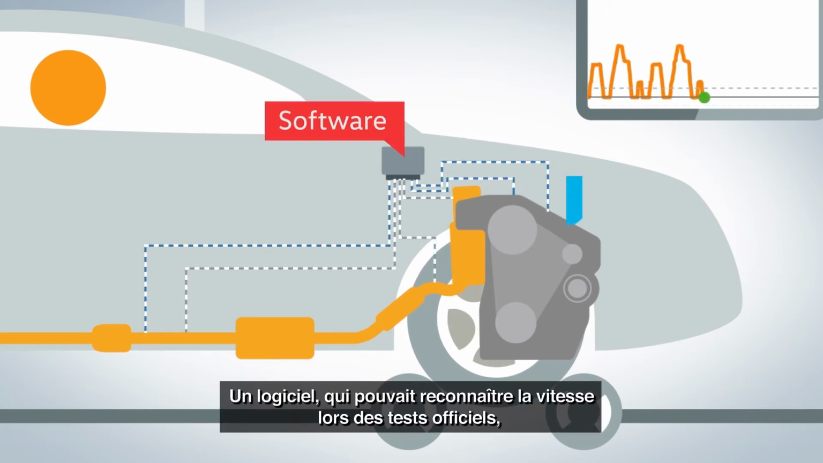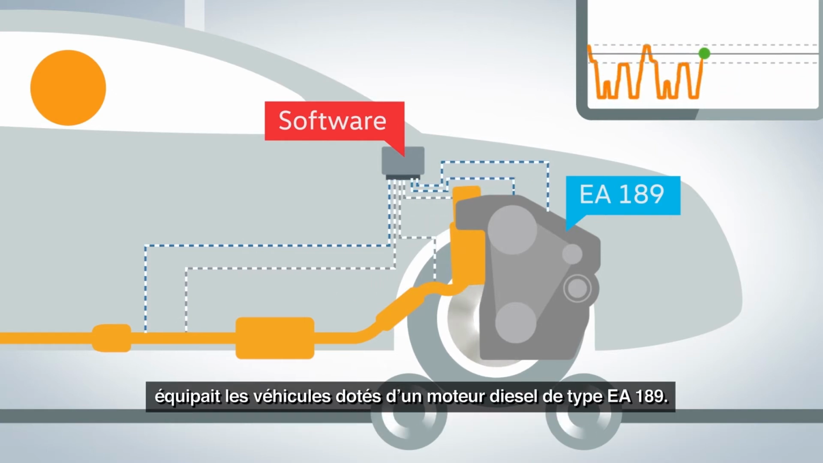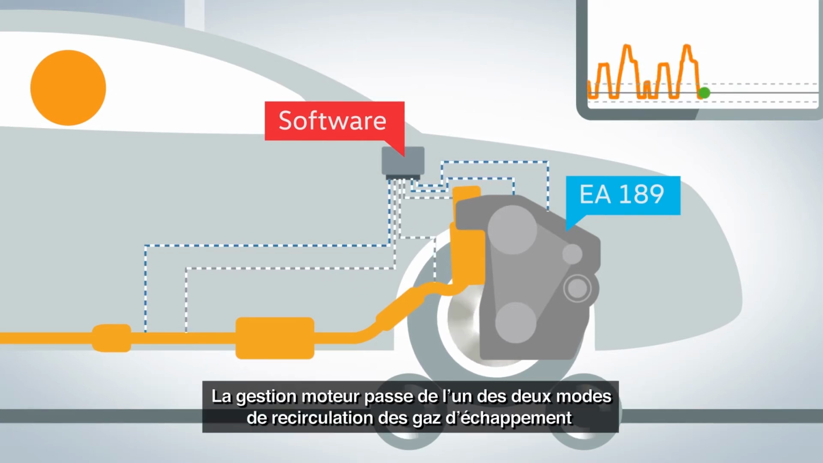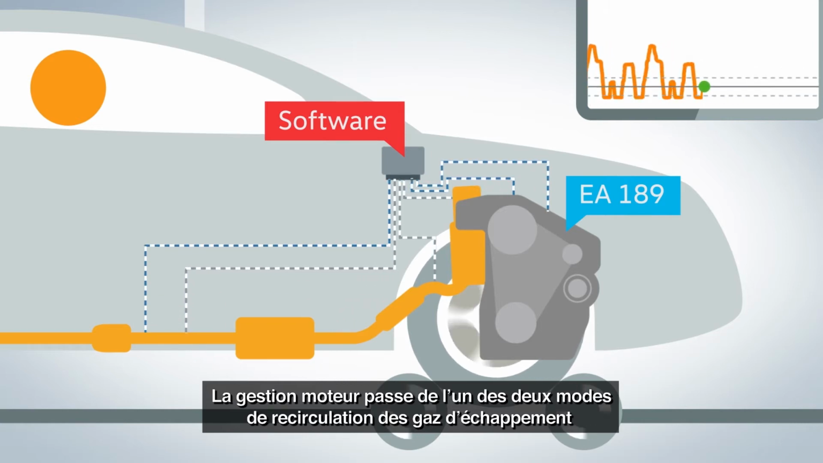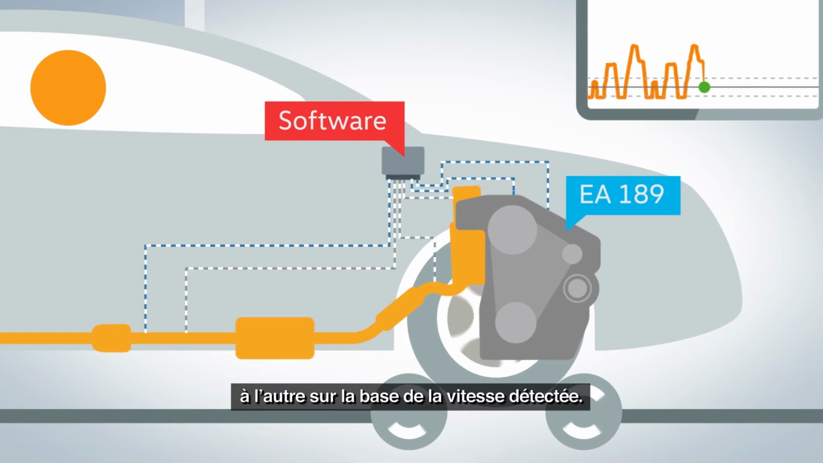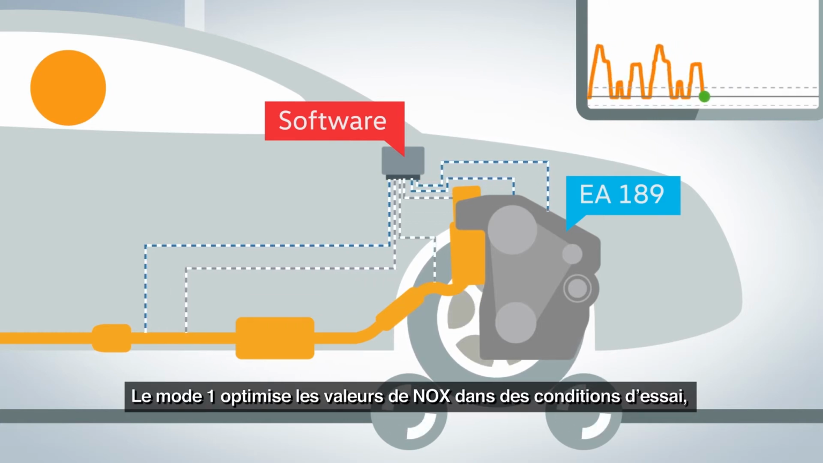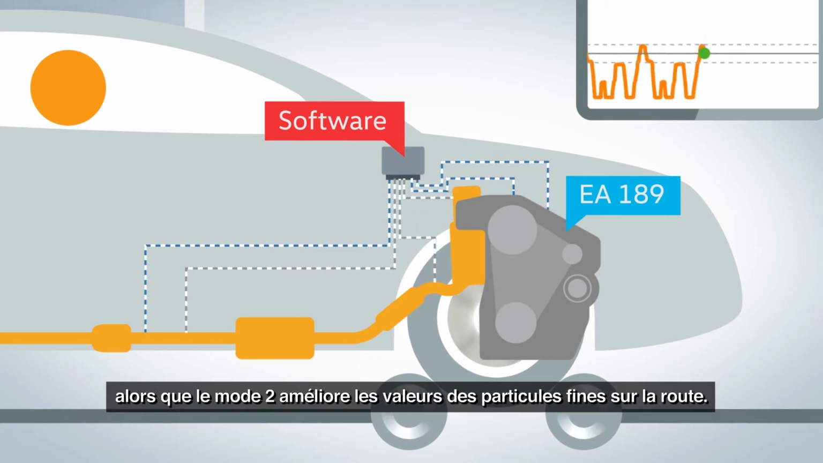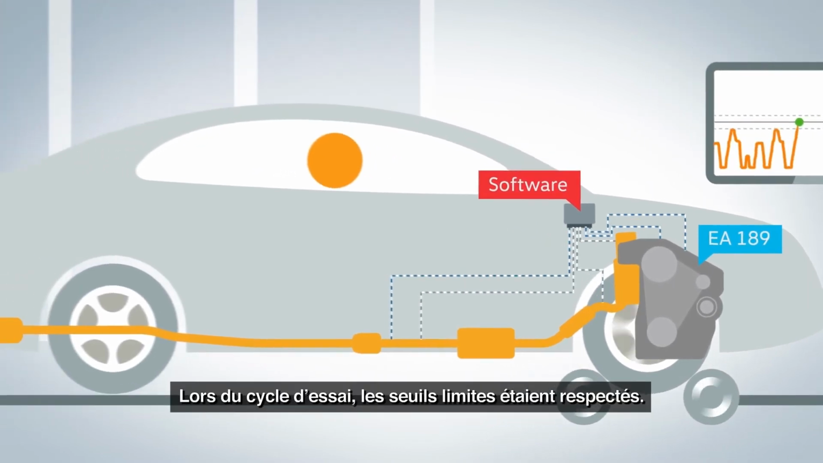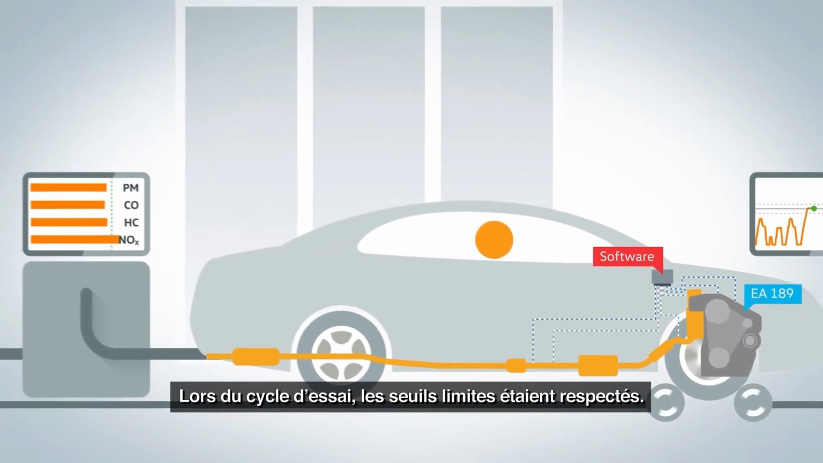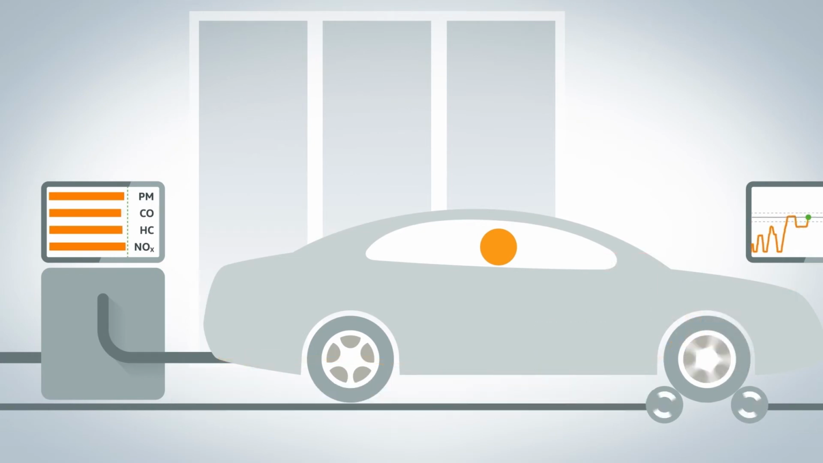Software was used in the vehicles fitted with EA189 diesel engines that can detect the driving curve used in official testing. The engine control unit switches between two different modes of exhaust gas recirculation based on the driving curve detected. Mode 1 optimizes NOx values under test conditions. In contrast, Mode 2 optimizes fine particle values in use on the road. There is compliance with threshold limits during the testing cycle. The software update does no longer include the switch.